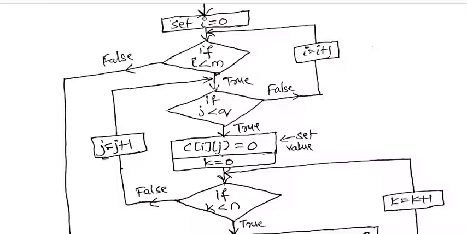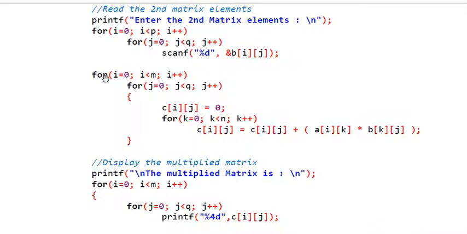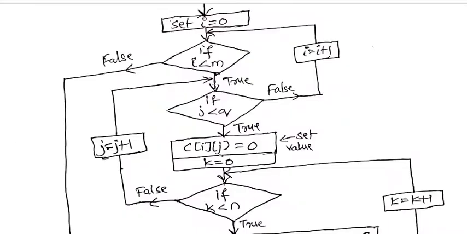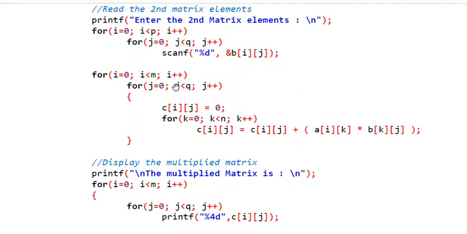So you must have set j is equal to 0, because the j value should be initialized. If this condition is true, it will come here, j is equal to 0 is the first statement. So before this condition, you have set j is equal to 0, and after it will check j is less than q. If this is also true, then Cij is equal to 0.